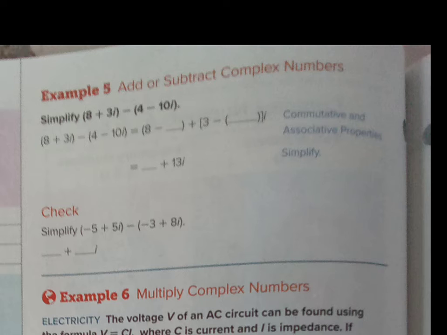All right. So we're combining like terms. 8 minus 4. Right? 3 minus a negative 10i. All right. So please watch your signs. 3 minus a negative 10 is positive 13i. 8 minus 4. You better believe it. 4. You sure? I am pretty good about that one.